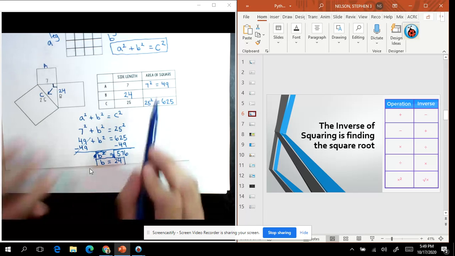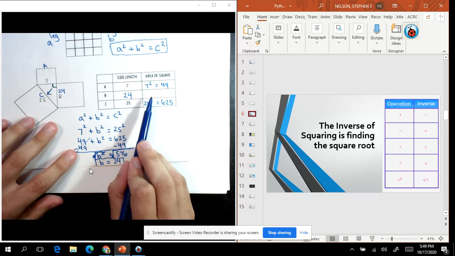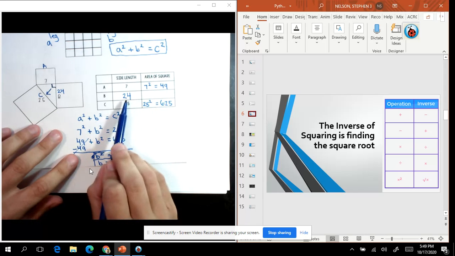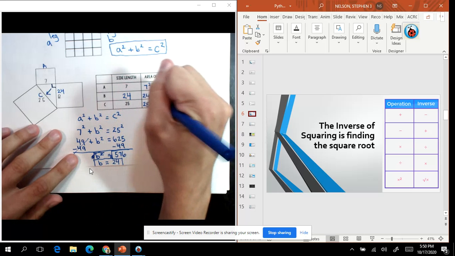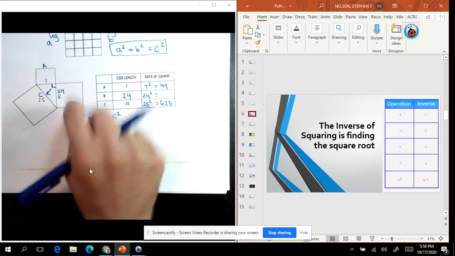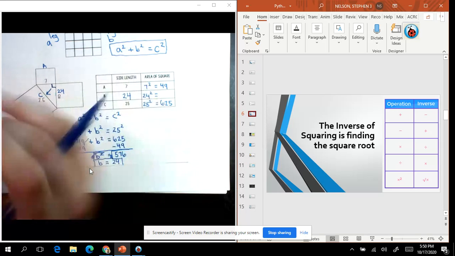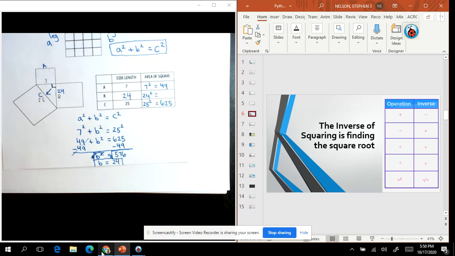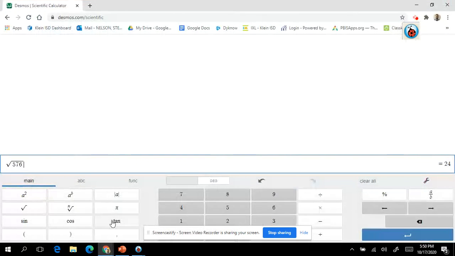Now, it is also asking for area of a square. So we're going to take 24 and square it, and that's going to be our area of this entire square over here. So 24 squared is, pull up Desmos, our handy dandy Desmos, and we get 24 squared, which is 576, which we said right here. Perfect.